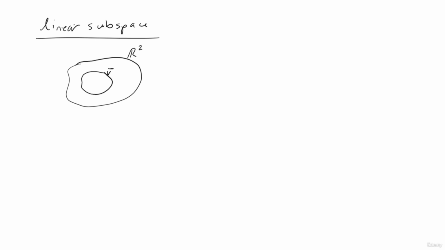So what makes it linear? Well, one thing that has to happen is that it has to contain the zero vector. So it contains the zero vector, which is a vector where every single entry is 0.